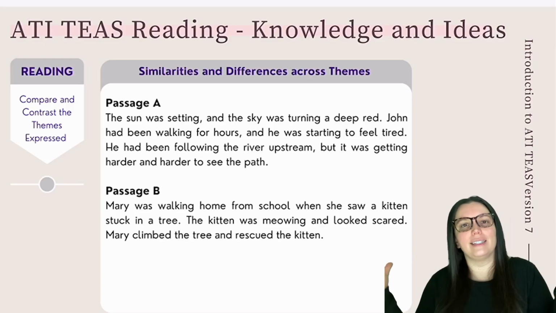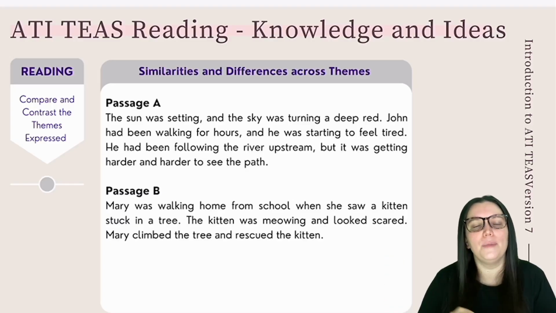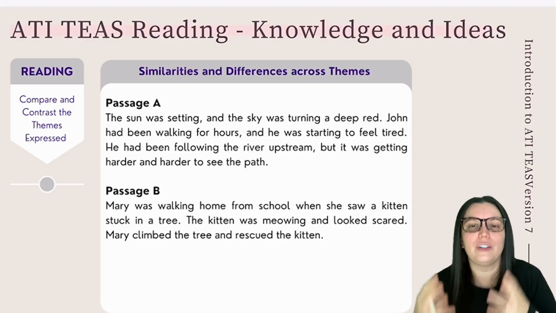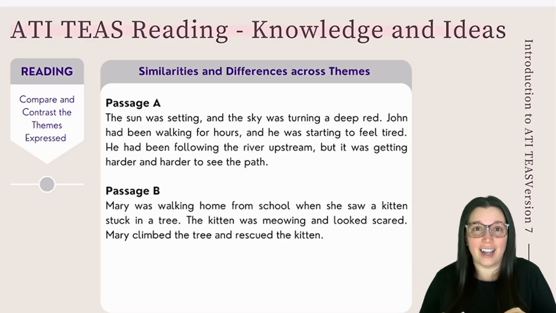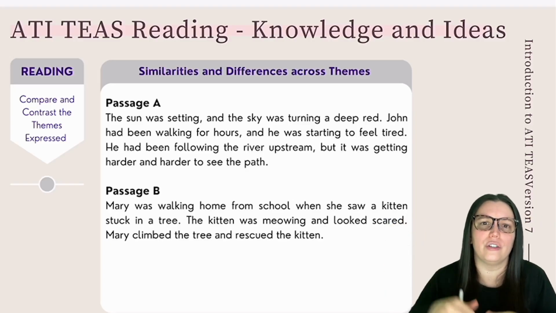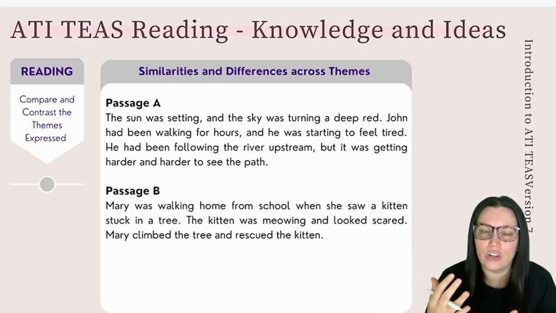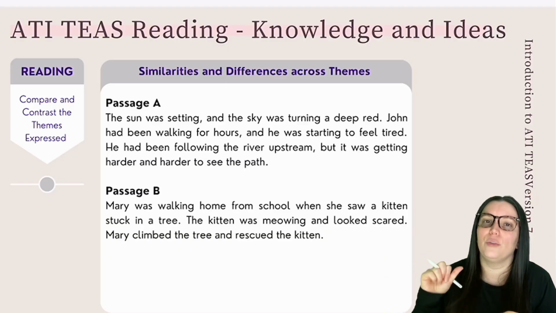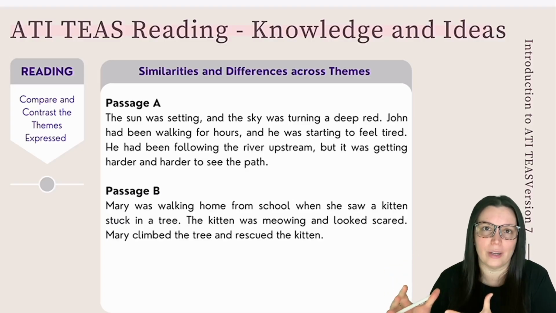So what was the overall theme from passage A? The theme from passage A was perseverance, right? We talked about that. John had been walking for hours. He was just now starting to get tired. He was following that river upstream, even though it was getting harder and harder to see the path. Even though it was difficult, John continued walking up that stream, which showed that he was determined to persevere through that particular area that he was in to get back to civilization.